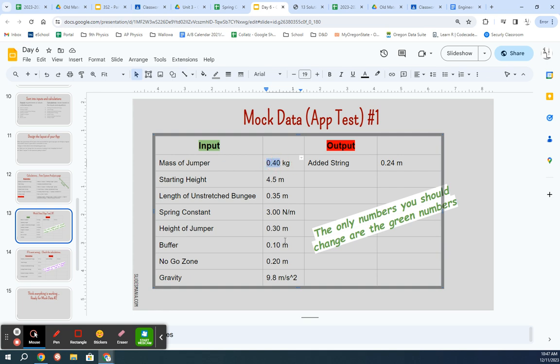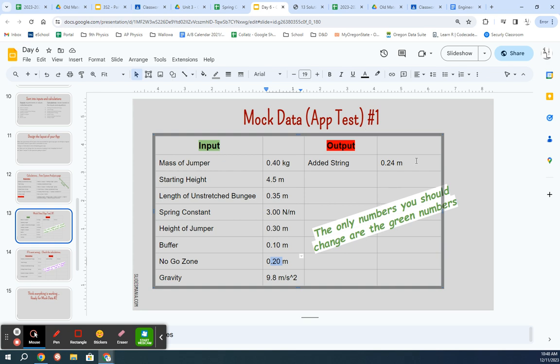So put in a mass of 0.4 for the jumper, a starting height of 4.5 meters, length of the unstretched bungee as 0.35, spring constant of 3, jumper height of 0.3, buffer of 0.1, no-go zone of 0.2, and of course gravity of 9.8. Again, that value can be hard-coded in to your app because gravity is not going to change, right? The only way that would change is if we were on another planet or moon or something like that. So that can be hard-coded in.